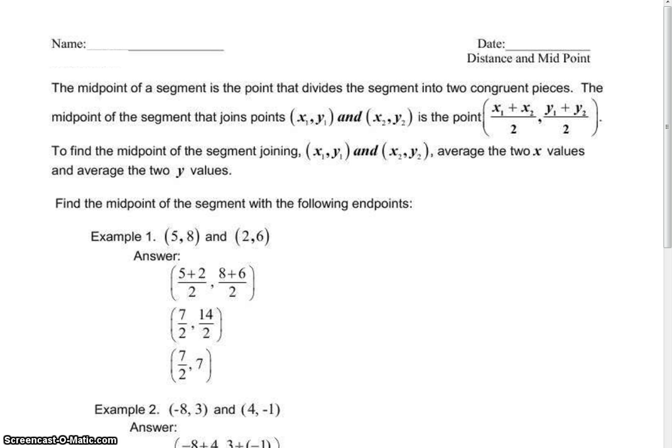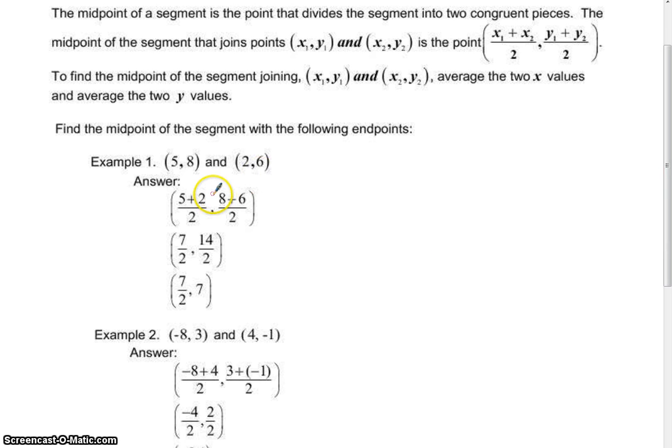The important thing is, if you are going to do this in your calculator, you need to do 5 plus 2 enter divided by 2, 8 plus 6 enter divided by 2. Because if you just do 5 plus 2 divided by 2, it's going to follow the correct order of operations and give you the wrong answer.